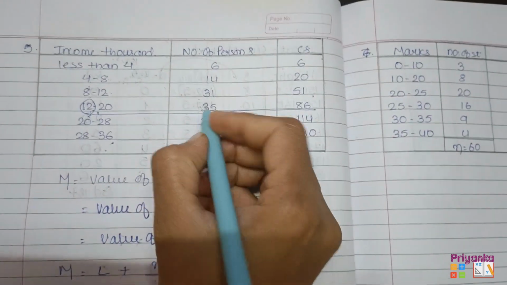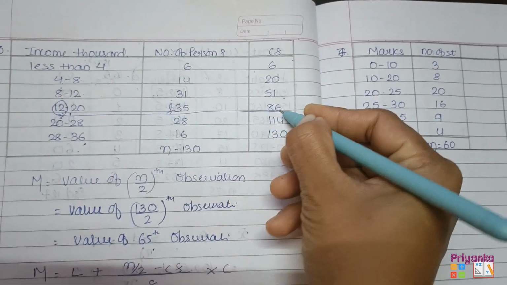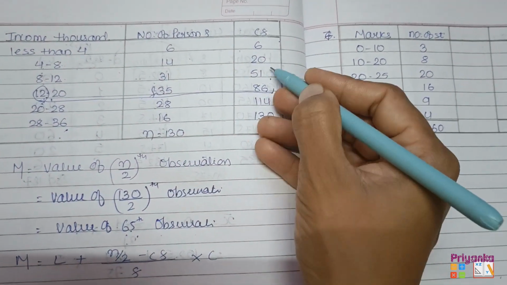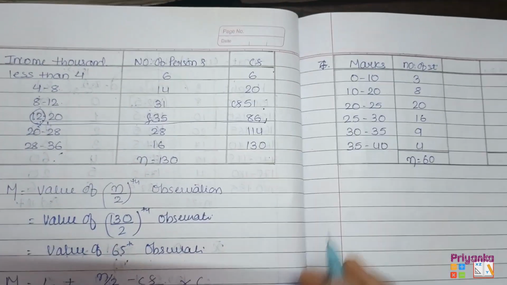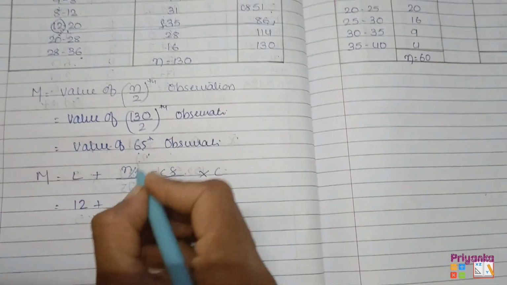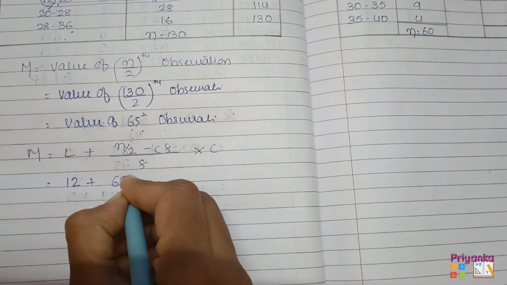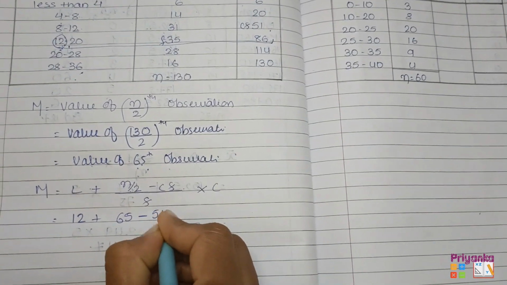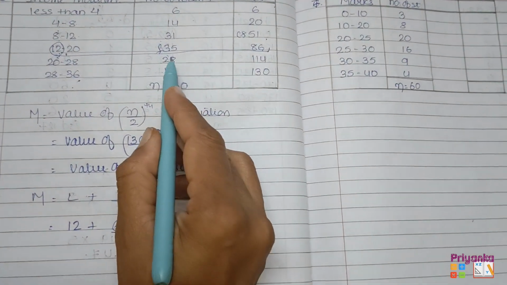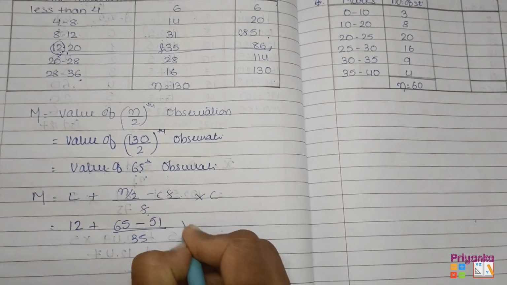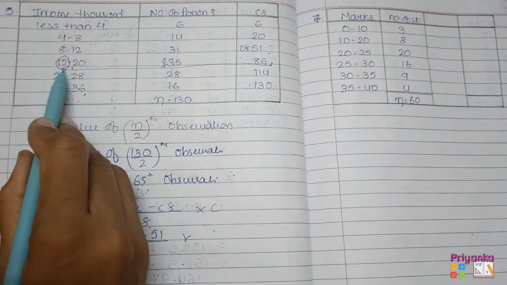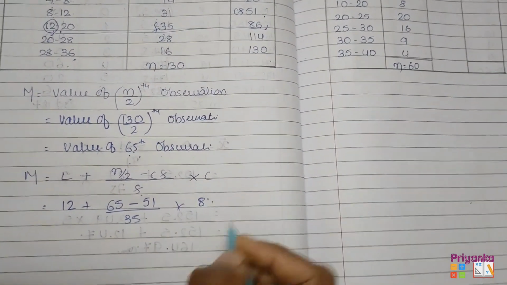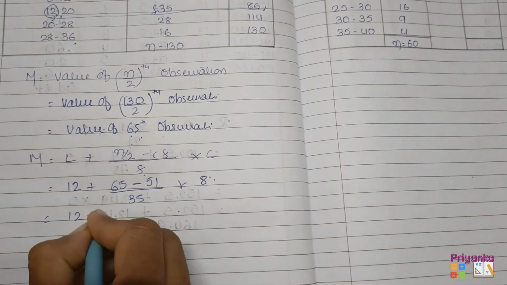This will be the frequency, and the number which we started with, 65, यही एक नंबर था जिसमें 65 आ सकता है, तो उसके ऊपर वाला number will be a cumulative frequency, plus n upon 2 that we just found, which is 65, minus CF that will be 51, upon the frequency 35, into the class length, that is the distance between two, which we found is 8. Now we'll just calculate it.